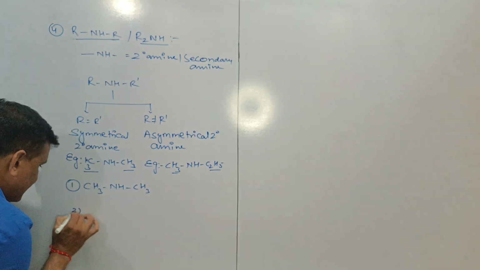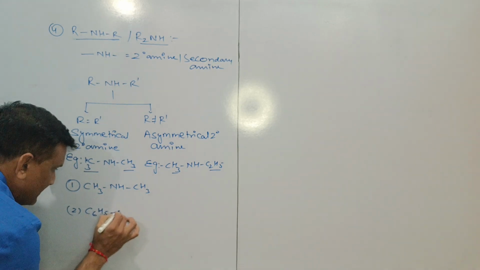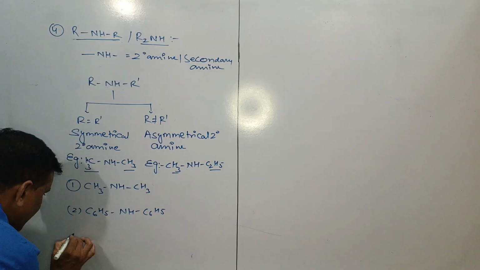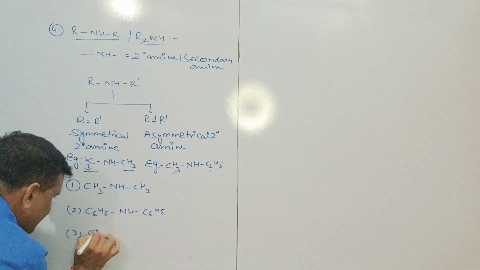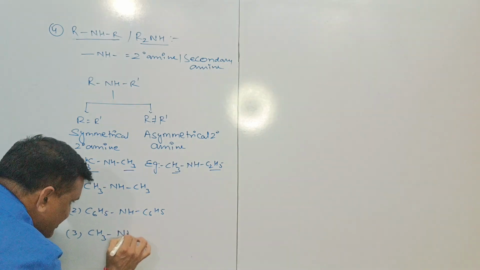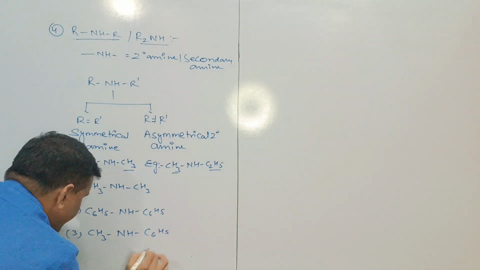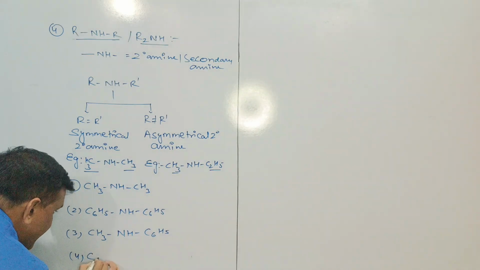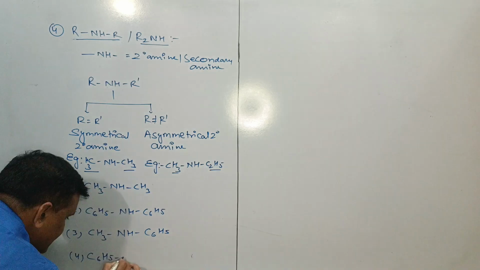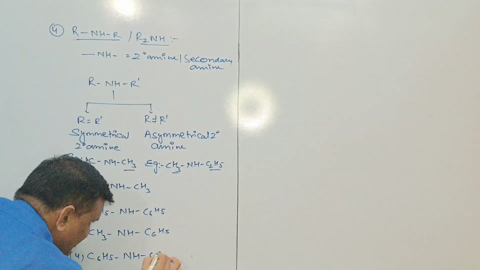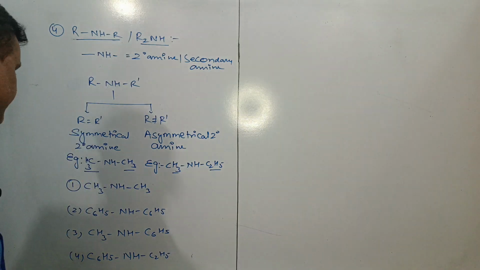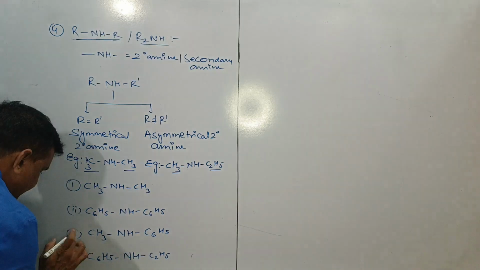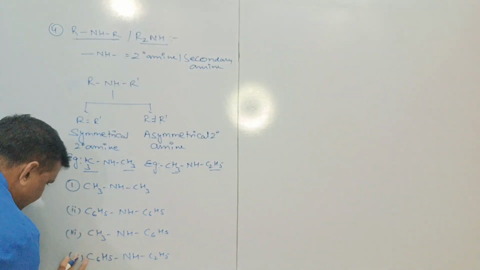Another example we can take is C6H5 NH C6H5. If you go with a third example, then you can take CH3 NH C6H5. If you want to take a fourth example, then it may be C6H5, this is the NH, this is your C2H5. These are the four examples. We can number them in Roman figures also, otherwise it will be confusing, the numbering of the functional group.